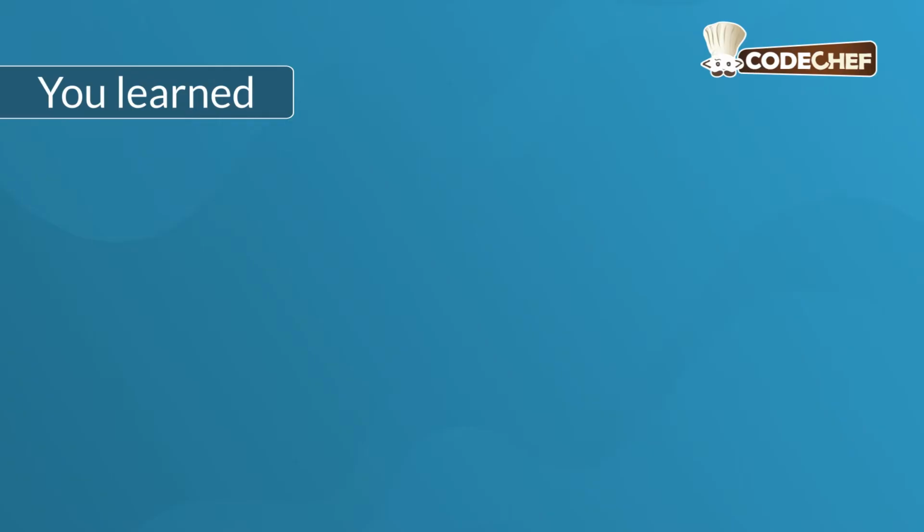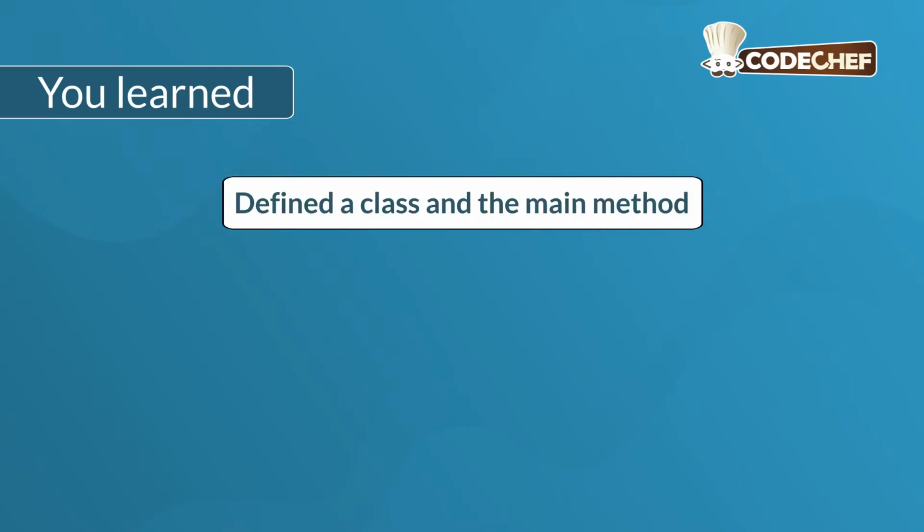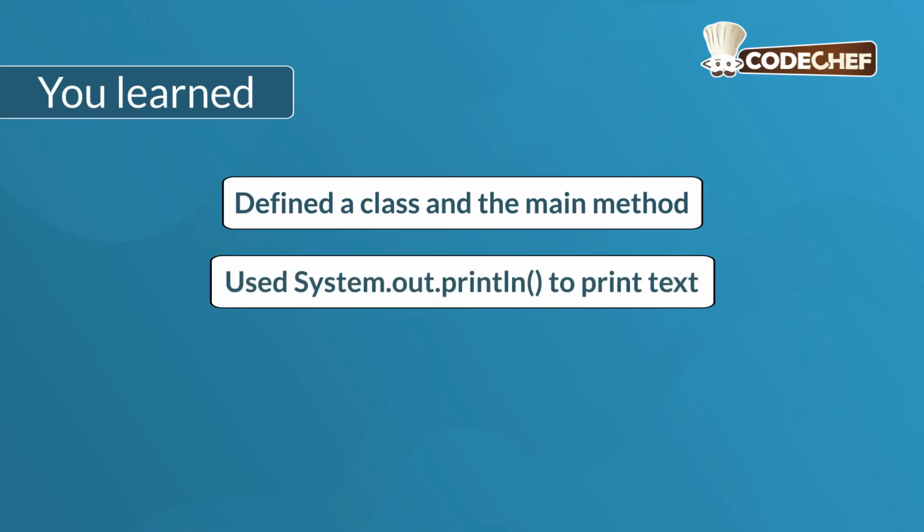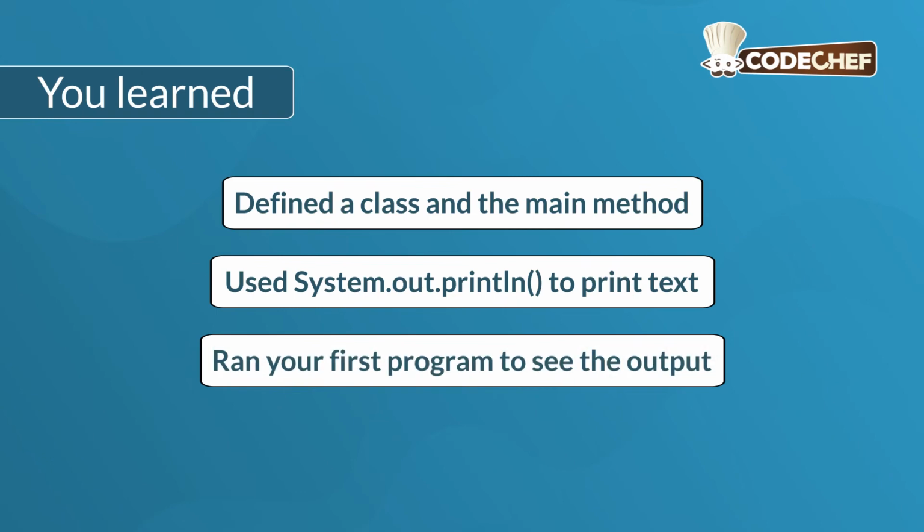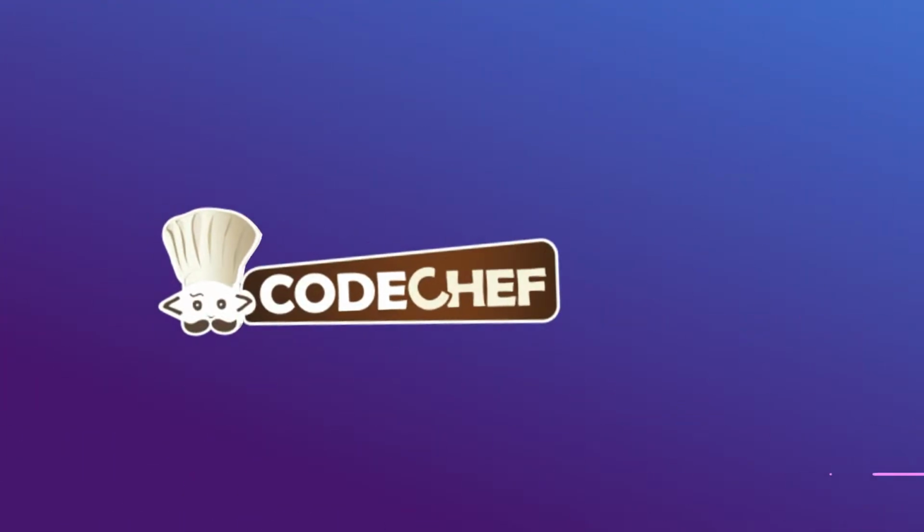Today, you learned how to write your first Java program, define a class and the main method, use System.out.println to print text, and run your first program to see the output. Code, debug, repeat. Build mastery with CodeChef.